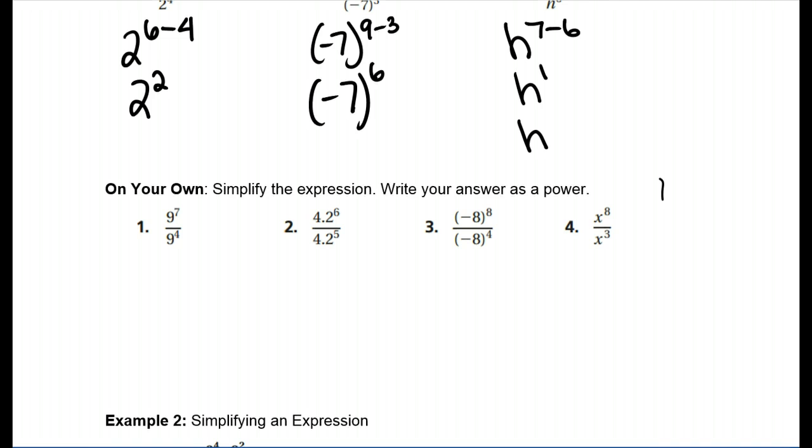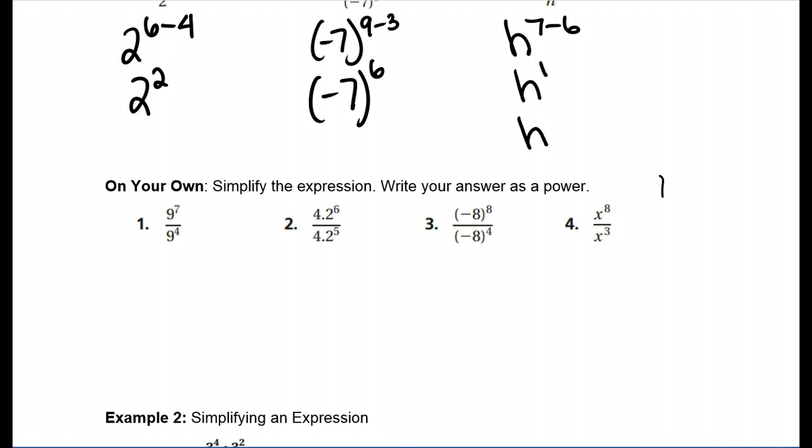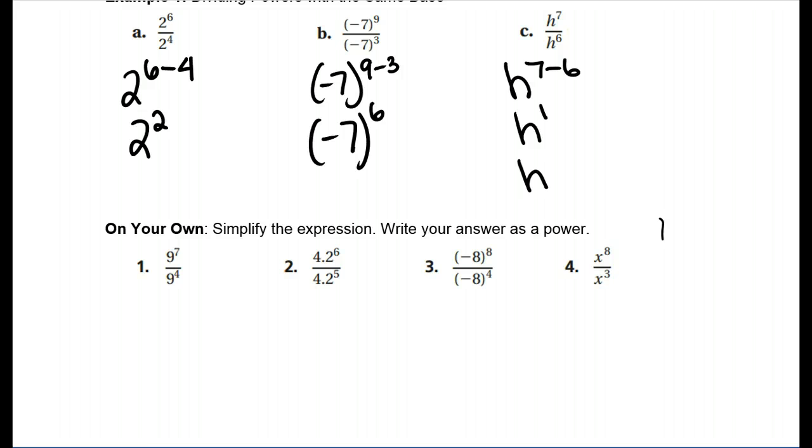Try these 4 on your own. I'm going to leave these up here so you can see the examples. Remember, when the bases are the same, you can subtract their exponents. So go ahead and hit pause, and when you're ready, you can hit play and check your answers.